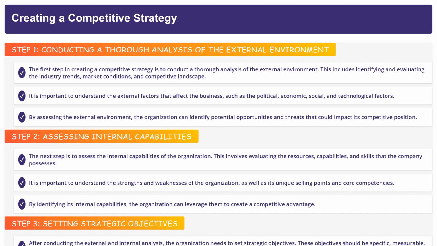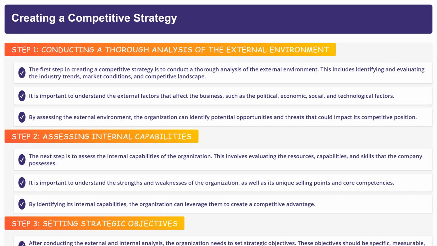The next step is assessing the internal capabilities of the organization. This involves evaluating the resources, capabilities, and skills that the company possesses. It is important to understand the strengths and weaknesses of the organization, as well as its unique selling points and core competencies. Setting strategic objectives is the next step. These objectives should be specific, measurable, achievable, relevant, and time-bound. They should align with the overall business goals and vision.